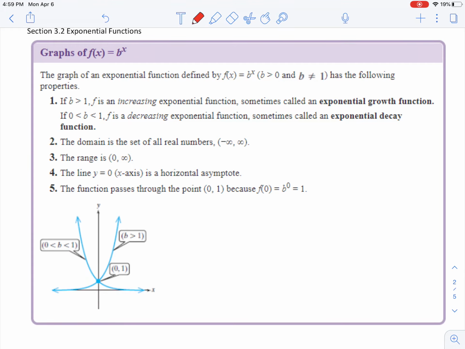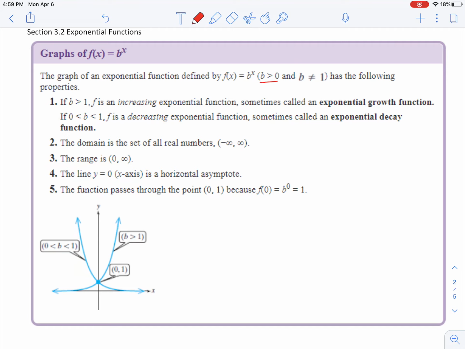All right, let me read these important facts about the graph of an exponential function. The graph of an exponential function defined by f of x equals b to the x power, where you know already that b better be positive and b can't be 1, has the following properties. The first one: if b is greater than 1, it's an increasing exponential function, so we call it an exponential growth function, okay? If the base is bigger than 1, then it's called an exponential growth function, okay?